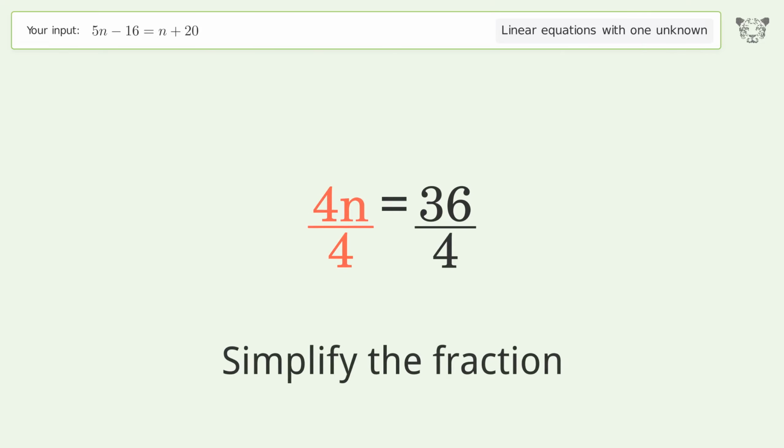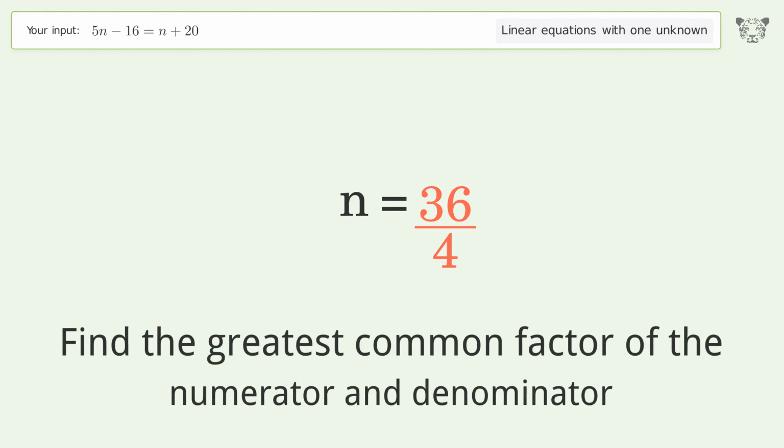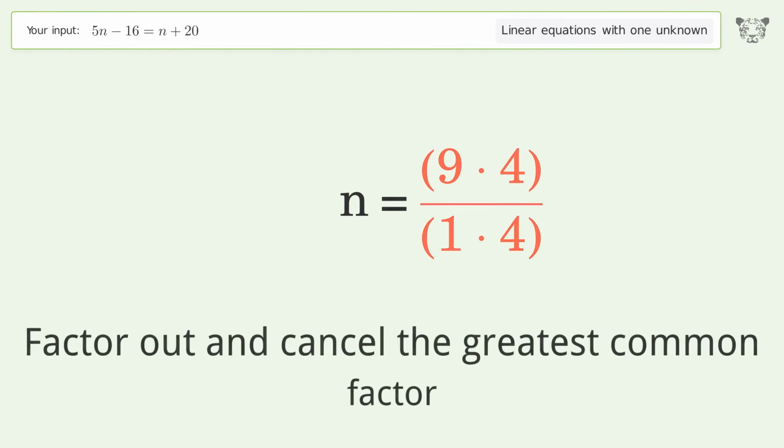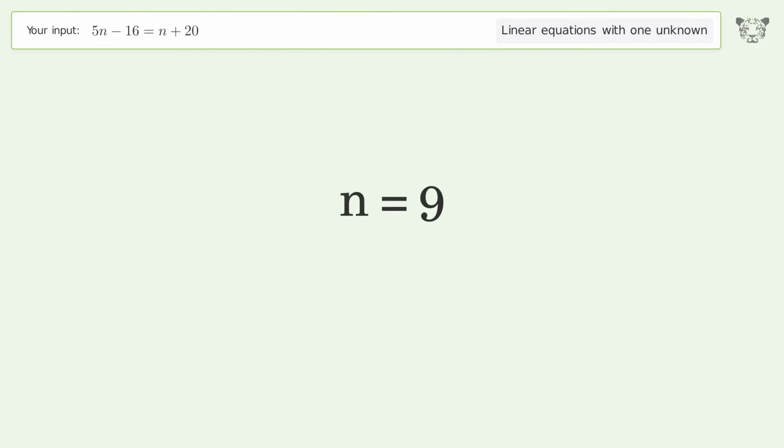Simplify the fraction. Find the greatest common factor of the numerator and denominator. Factor out and cancel the greatest common factor. And so the final result is n equals 9.